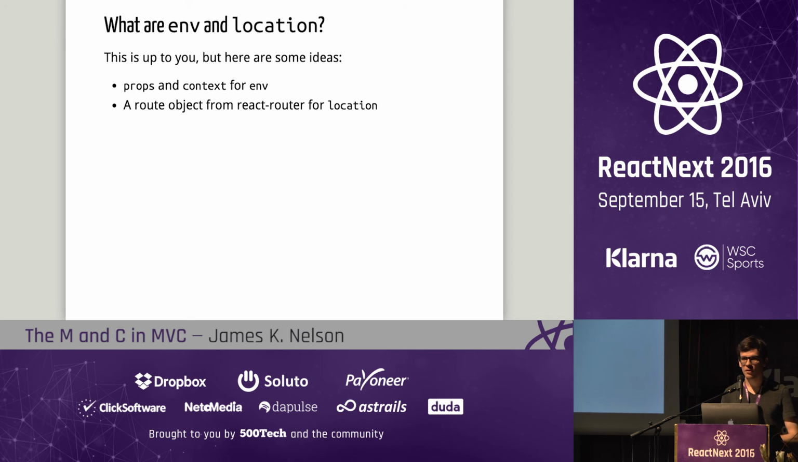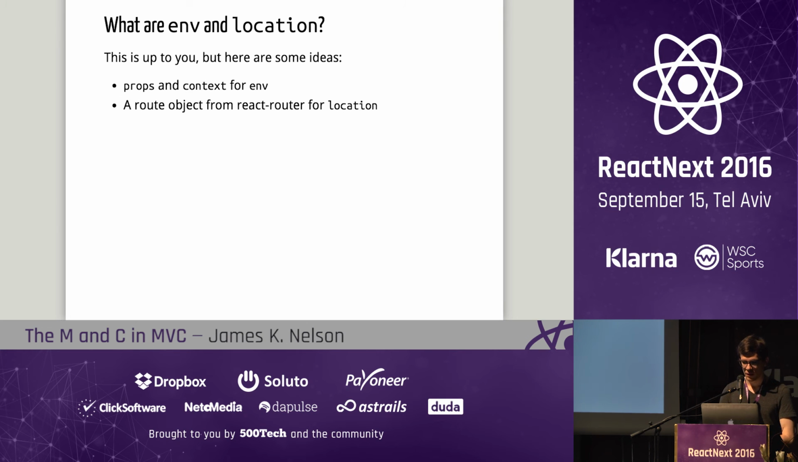Now, in that list of arguments, we have env and location. I think control state, data state, and communication state are really quite well defined, whereas env and location are a little bit more iffy. You can do whatever you want with those, but I would say stick to props and context for env. And if you're using React Router, then you want the route object to be the location.